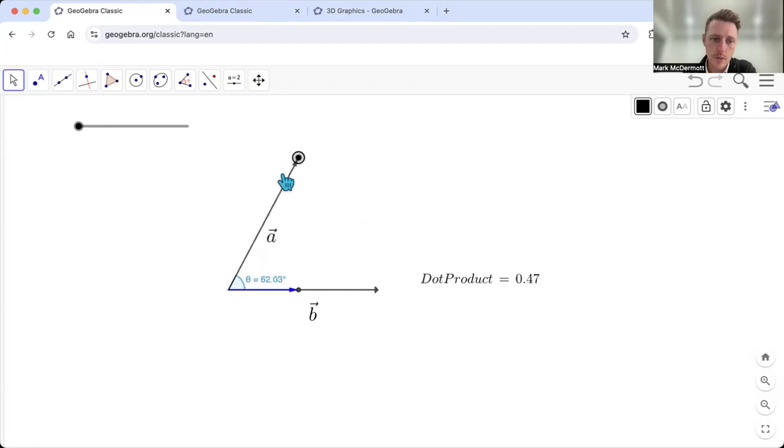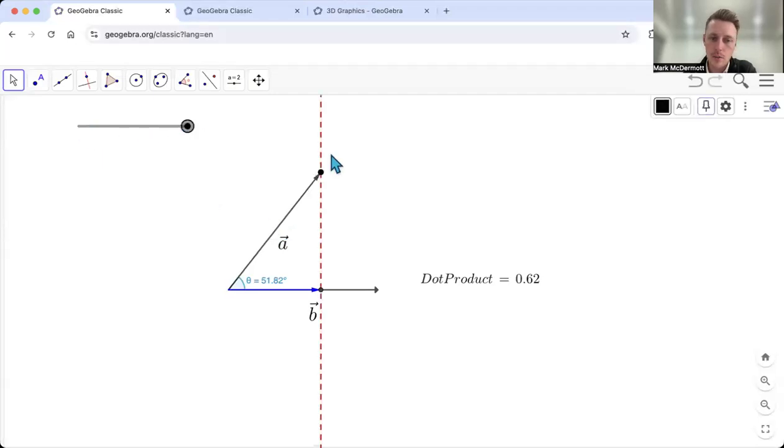When they're not pointing in the same direction at all, the dot product goes to 0. In fact, when you're at 90 degrees, the dot product is 0. And then if they're pointing in opposite directions, you're going to get negative dot products. So this is sort of the motivation for what we're going to look at, because we're going to prove why it's the case.